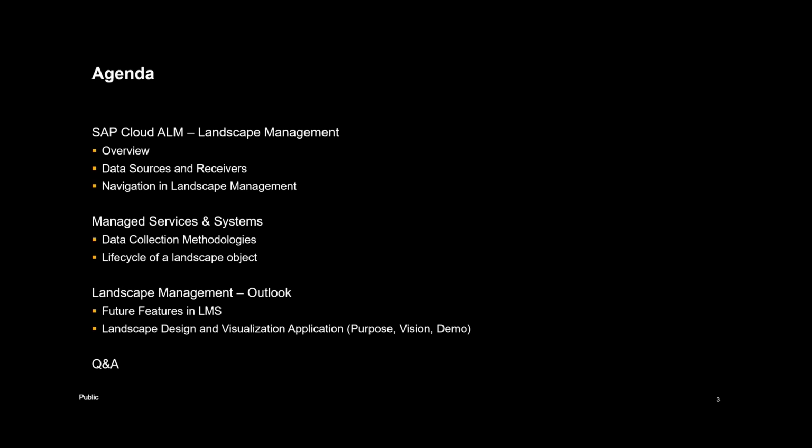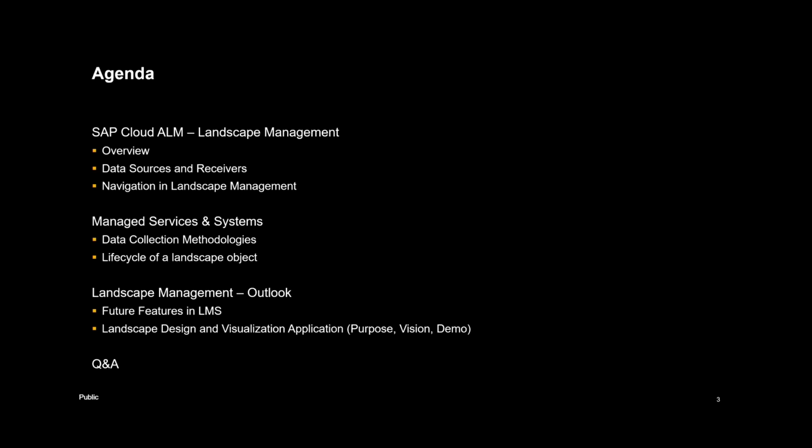What do we have on the agenda today? At first, I will give you a very, very brief overview of landscape management. I'm pretty sure everybody has seen it so far. Then I will talk a little bit about what the data sources for landscape management are and what the receivers of the data are. And then I will show you in a demo how you can efficiently navigate in landscape management, because I guess you all have noticed there are more and more systems. So it's easy to lose the overview, and it's getting harder to find what you're looking for.